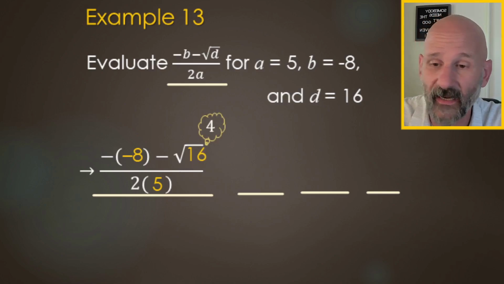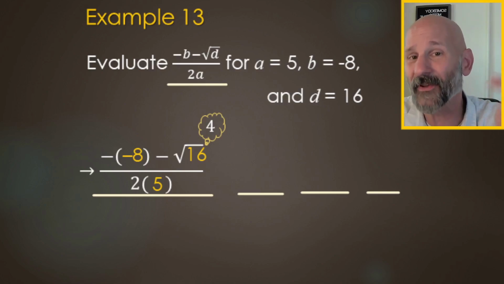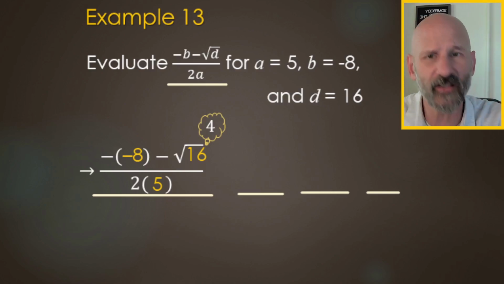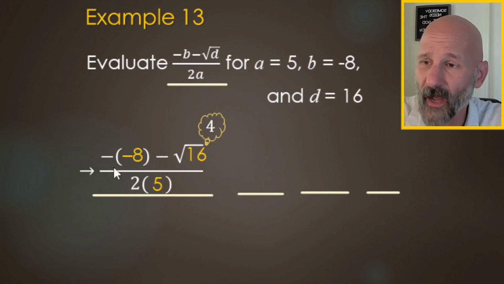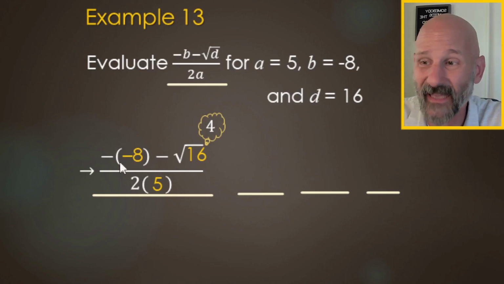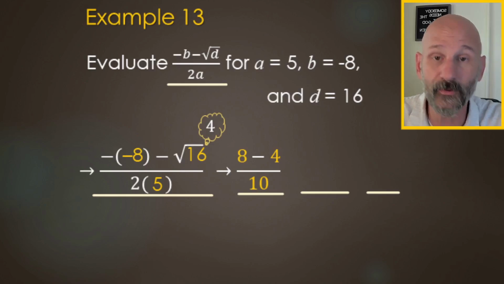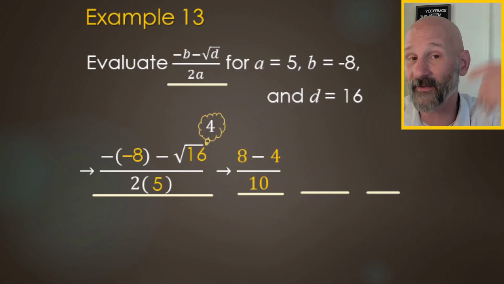Square root of 16 is asking the question, what number times itself equals, in this case, 16. Well, that's going to be a 4. 4 times 4 equals 16. Okay, and then right here, negative 8, negative of a negative, that's going to be a positive. So this negative 8 turns into a regular 8, and then minus the square root of 16, that's a 4 there.